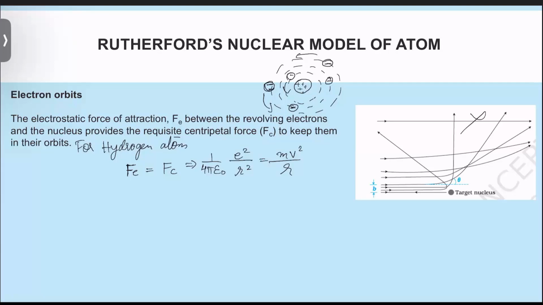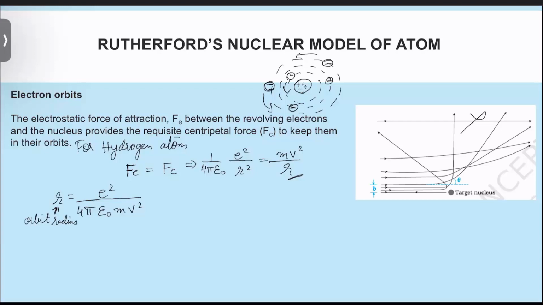Okay, so over here you can find the orbital radius. r is going to be equal to e square by 4 pi epsilon 0 and v square... so we found the orbit radius of the electron.